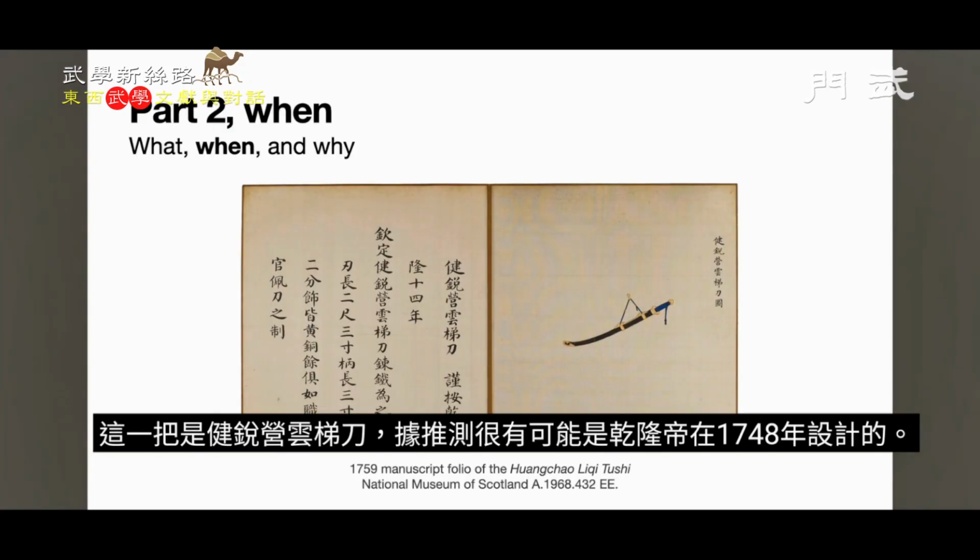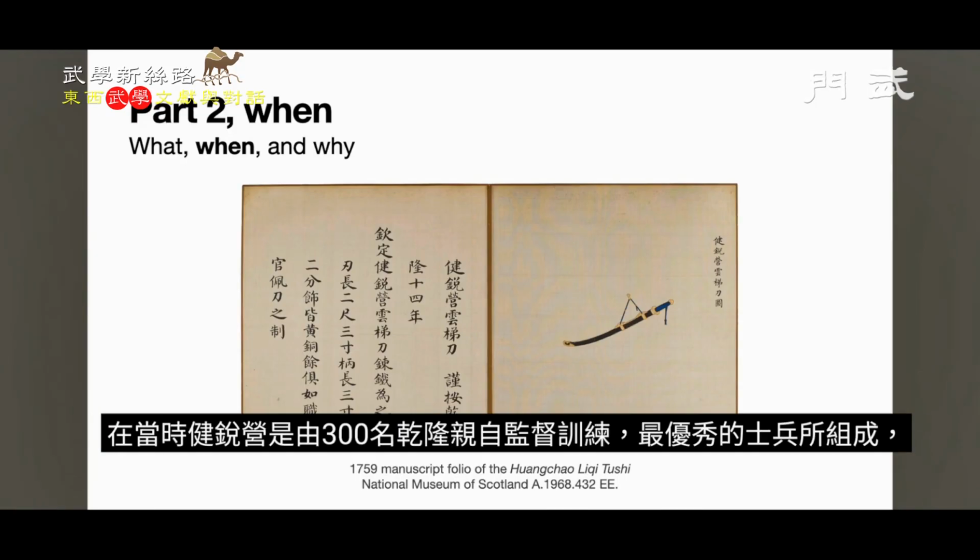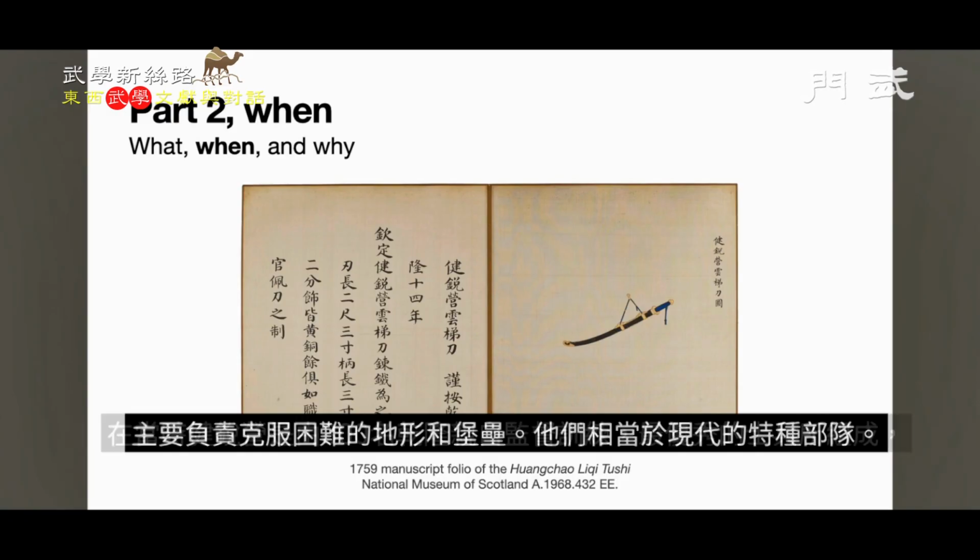This is a Zhenrei saber, and it was presumably designed by Qianlong himself in 1748. The Zhenrei at this point consisted of 300 of Qianlong's best men that were especially trained to overcome difficult terrain and fortifications. He personally oversaw their training, and you could equate them with modern-day special forces.